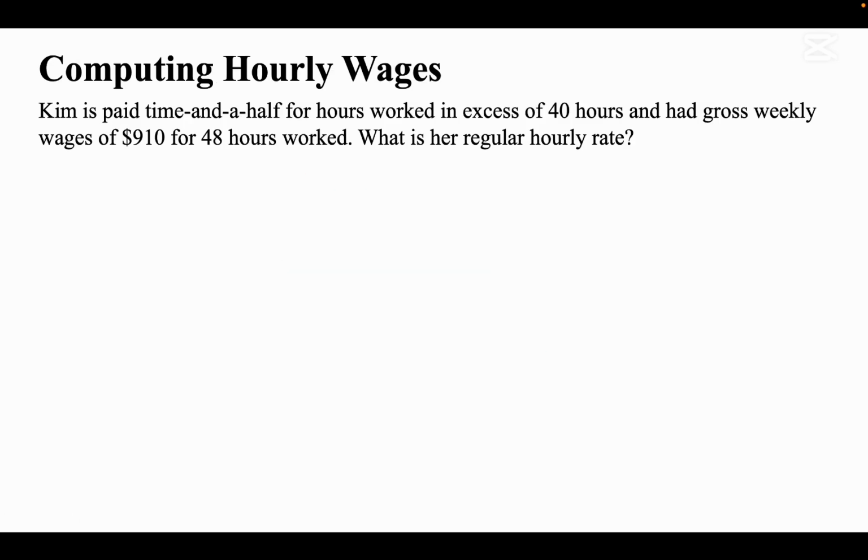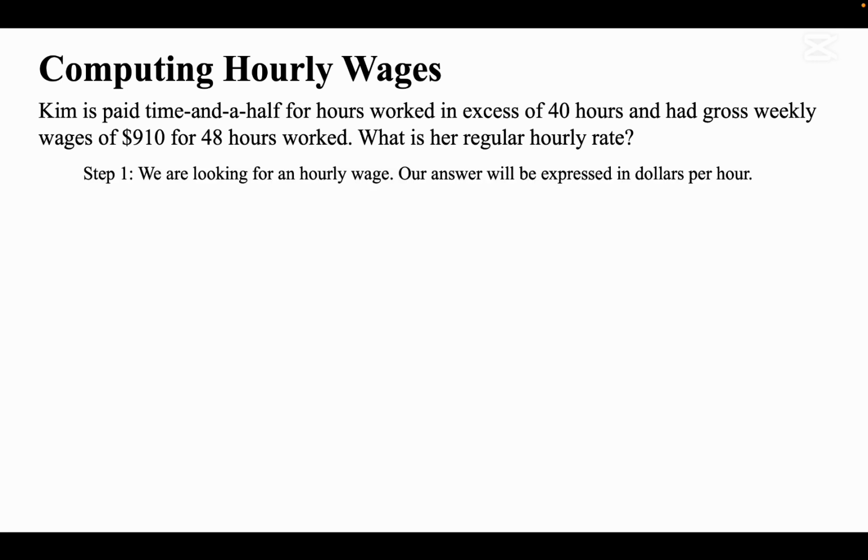Kim is paid time and a half for hours worked in excess of 40 hours and had a gross weekly wage of $910 for 48 hours worked. What is her regular hourly rate? So for the 48 hours that she worked, she got paid $910. The first 40 hours, she got paid the regular rate. For those extra 8 hours, she got paid time and a half, which means 1.5 times the regular rate.